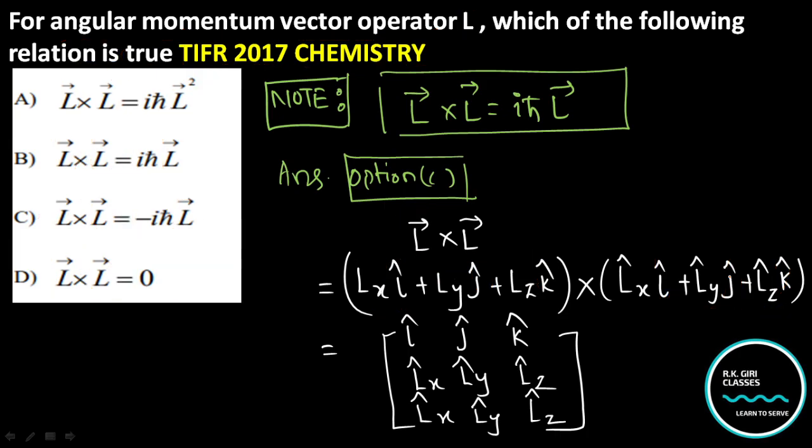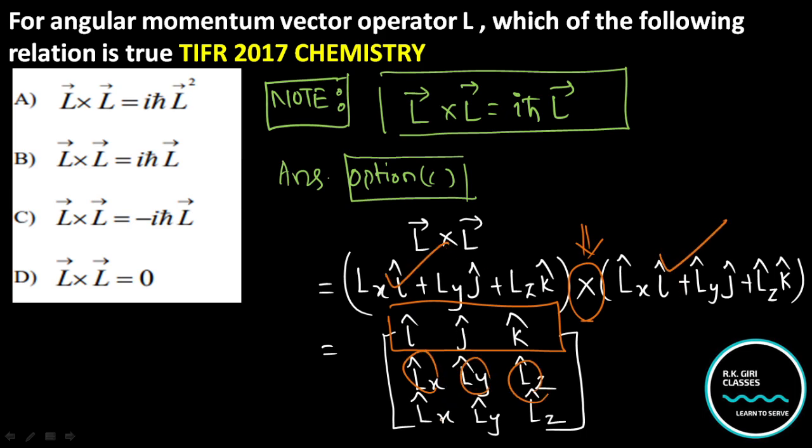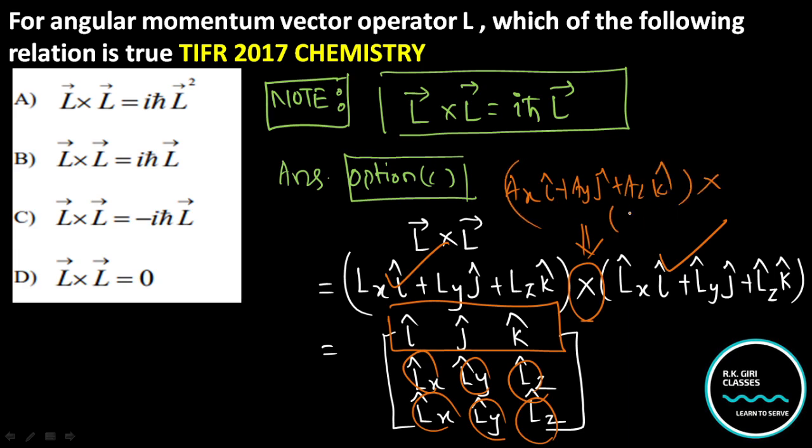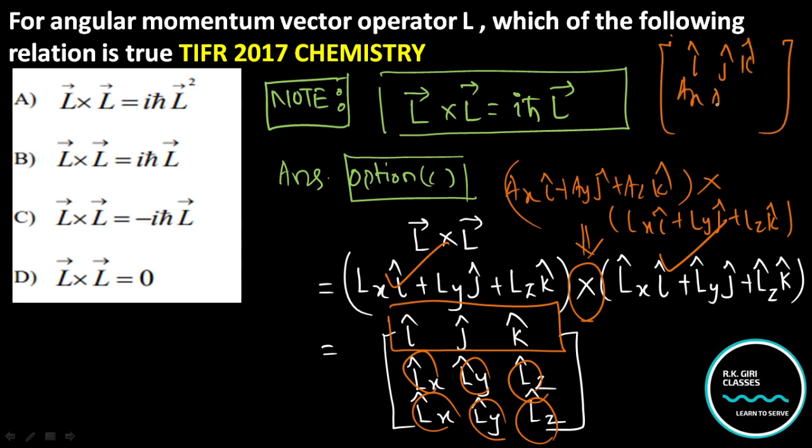Now you will have this cross product. How is it represented? It is represented like this: i cap, j cap, k cap, Lx, Ly, Lz for this side, and this is for Lx, Ly, Lz. Okay, so if it would have been Ax i cap, Ay j cap, Az k cap with cross product with Lx i cap, Ly j cap, Lz k cap, it would have been represented like this: i cap, j cap, k cap, then Ax, Ay, Az, then Lx, Ly, Lz. Okay, moving to the next slide.